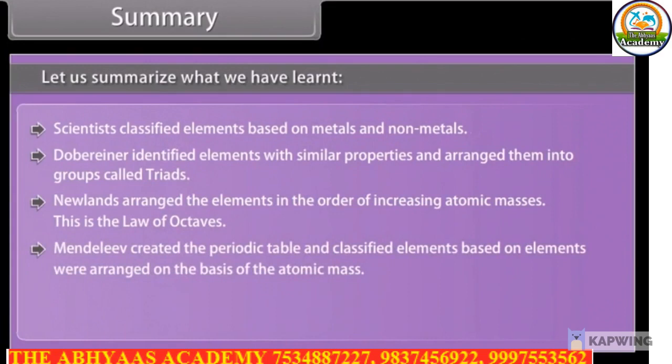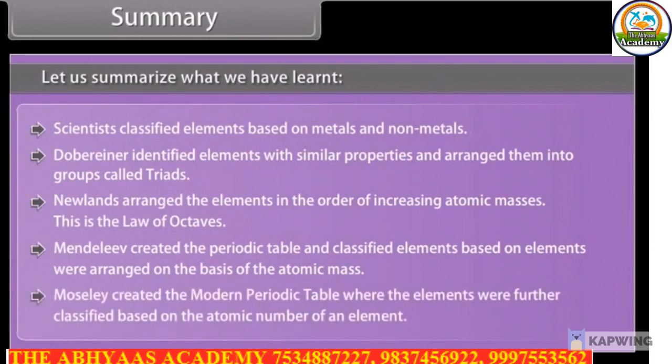Mendeleev created the periodic table, where elements were arranged on the basis of atomic mass. Moseley created the modern periodic table, where the elements were further classified based on the atomic number of an element.